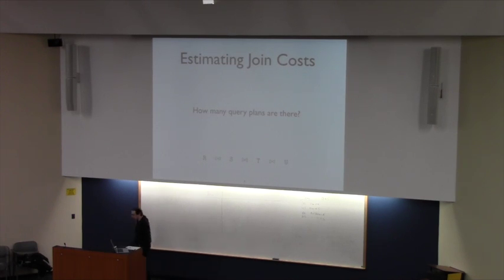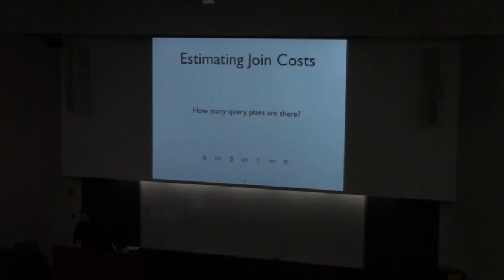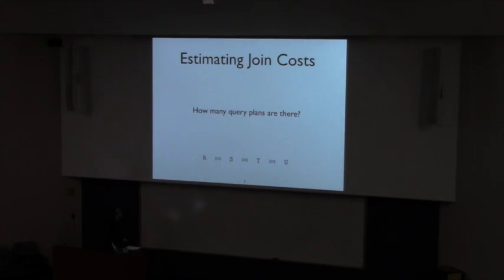So if I have this basic relational algebra expression, how many different ways can I evaluate that? N factorial. N minus one factorial, but yes. So there are 24 different ways of evaluating this plan.